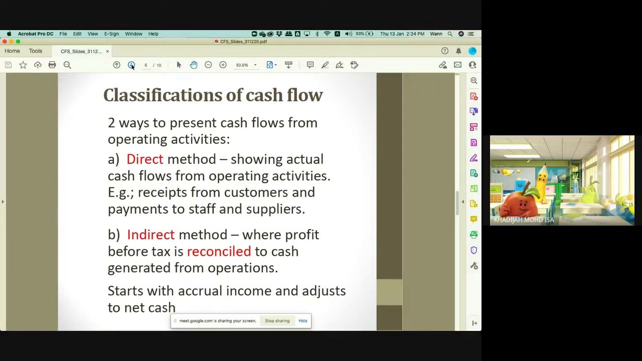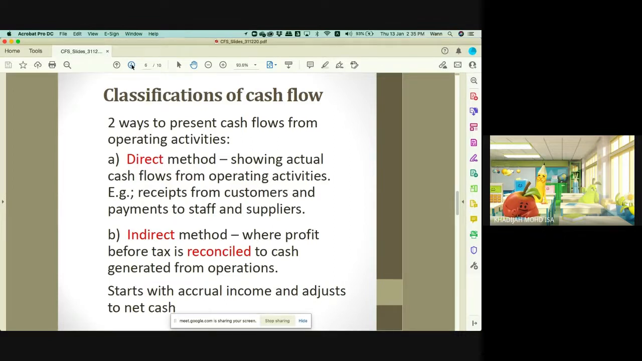So from your balance sheet, or from your statement of financial position and statement of profit and loss, you're going to prepare your cash flow statement. So how are you going to prepare that? Only on the operation, right? There are two methods for you to prepare: one is the direct method, and the other one is the indirect method. I think that in the exam it will be the indirect method, right?